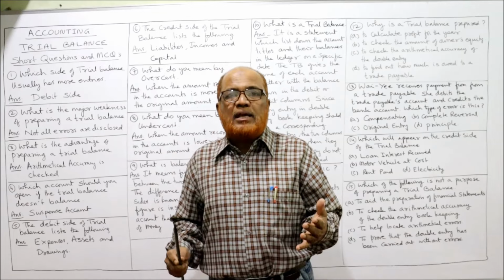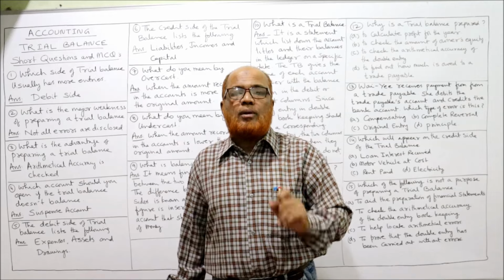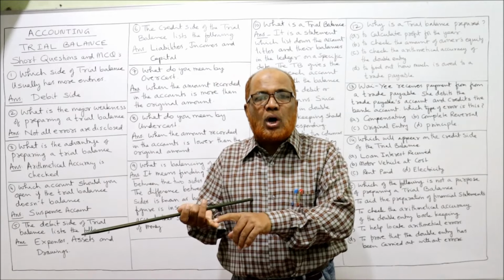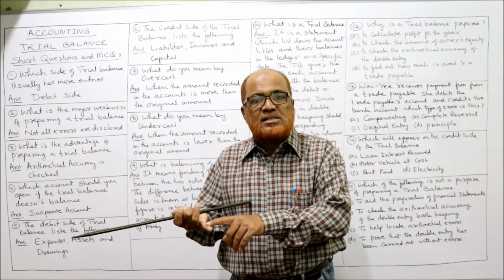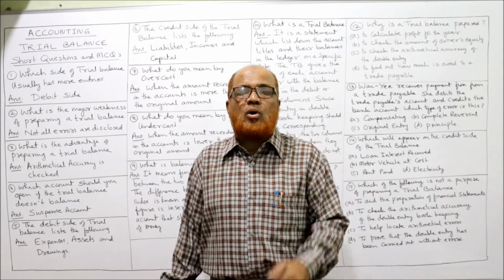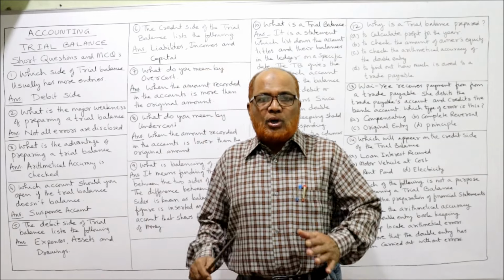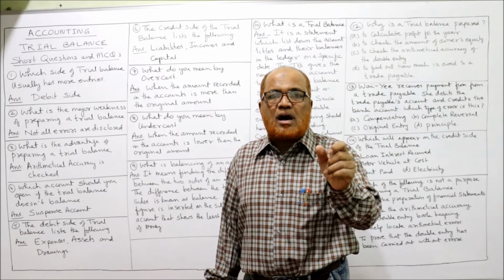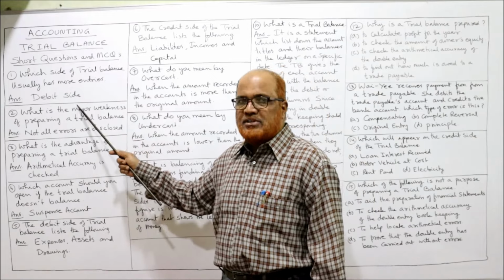So normally we find more entries in debit column because in debit column we take expenses, losses, assets. So normally expenses, losses, assets will be more compared to the credit entries. So normally in a trial balance, the debit entries are more than the credit entries. The answer is debit side.